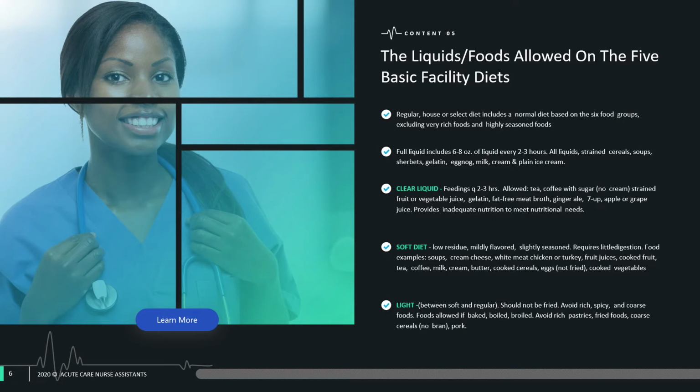Light. Between soft and regular. Should not be fried. Avoid rich, spicy, and coarse foods. Foods allowed if baked, broiled, or boiled. Avoid rich pastries, fried foods, coarse cereals, no bran, and pork.